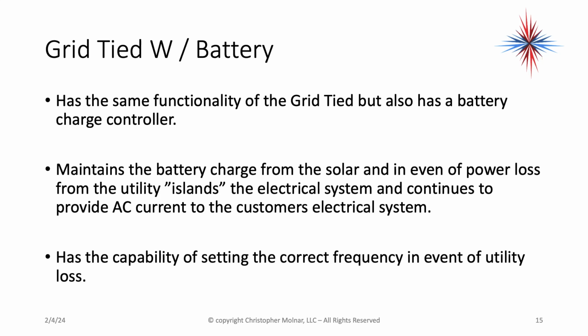The next type of solar system we're worried about is grid-tied with battery. It has the same functionality of the grid-tied system, but also has a battery charge controller. It maintains the battery charge from solar, and in the event of power loss from the utility, it islands the electrical system and continues to provide AC current to the customers. By islanding, we mean it disconnects from the grid using a transfer switch and then shifts everything over to run from the solar system and the batteries. The grid-tied inverter has the capability of setting the correct frequency in the event of utility loss.